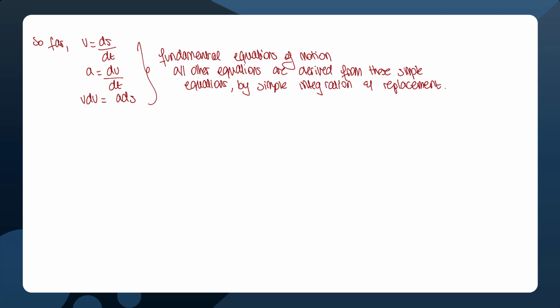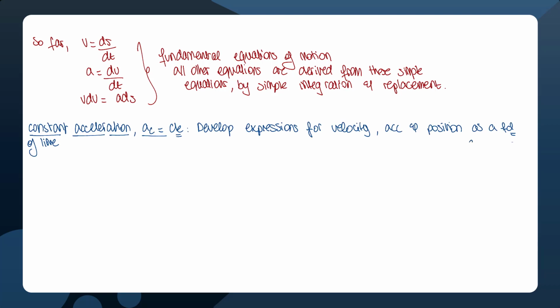So let us assume a constant acceleration process, which means that a_c is equal to a constant. And now we're asked to develop expressions for velocity, acceleration, and position as a function of time. Now remember, we only have three equations at hand, and the only way we can derive new equations is by integration and replacement. So it is always good practice to start with what we know.